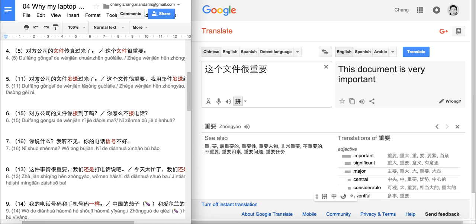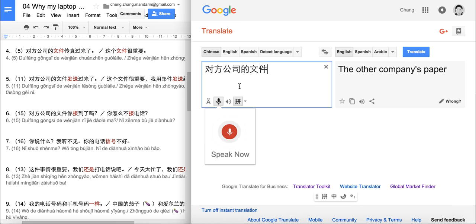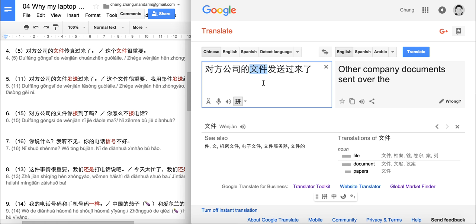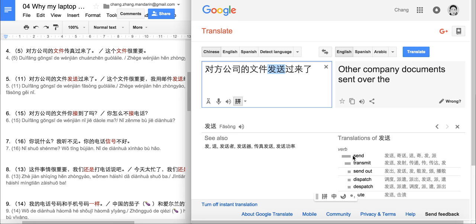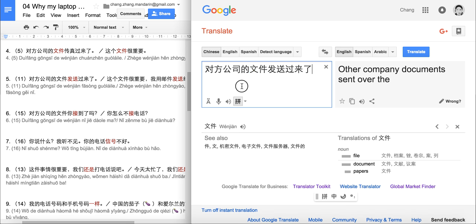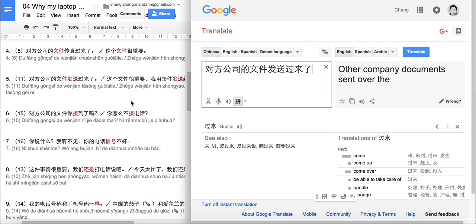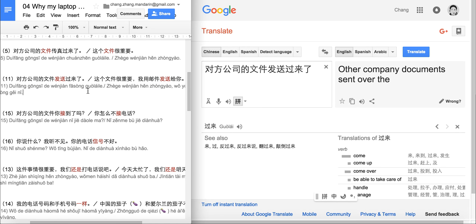Next one. 对方公司的文件发送过来了. You probably start to get sick of this sentence. 对方公司, the company of the other side, the other company's 文件 document, 过来了 has been sent over, and this is a new word, 发送, right? To send. This could be sent through email or by post, so normally in modern times we refer to email. So the document of the other company has already been sent over.